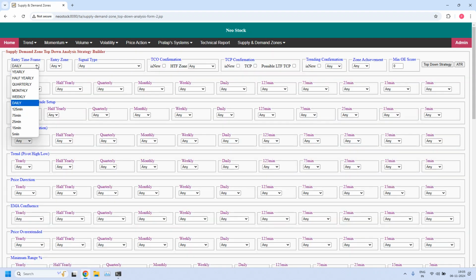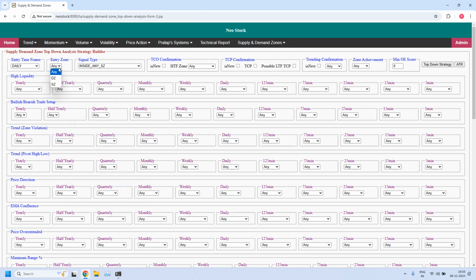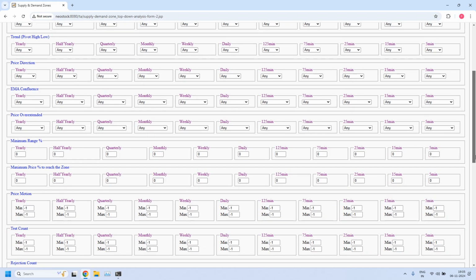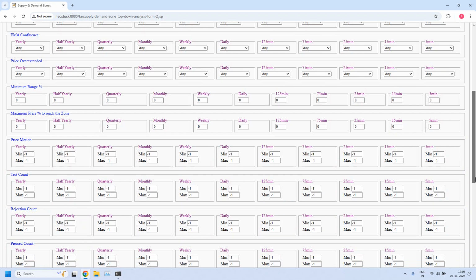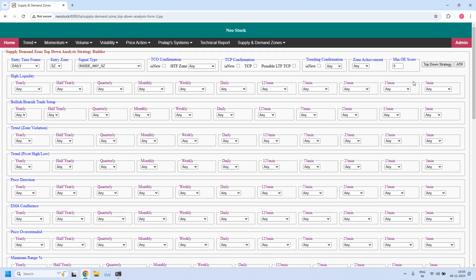Okay, next for daily time frame, let us find the stocks where price closed inside daily supply zone. So the daily supply zone should not be pierced. So in the pierced count, daily time frame I am setting minimum value 0, maximum value 0. That means zone is not pierced.